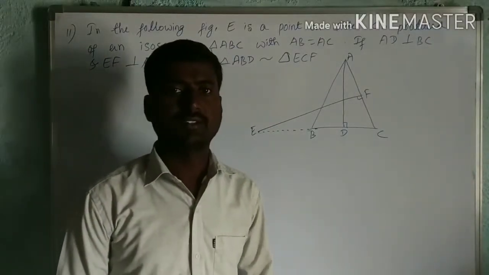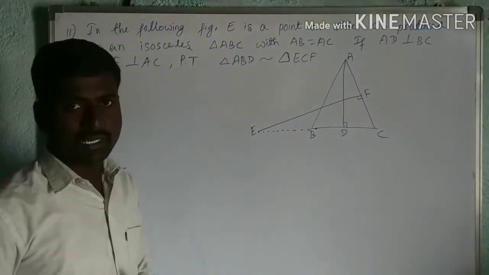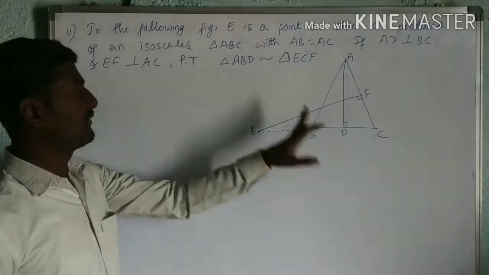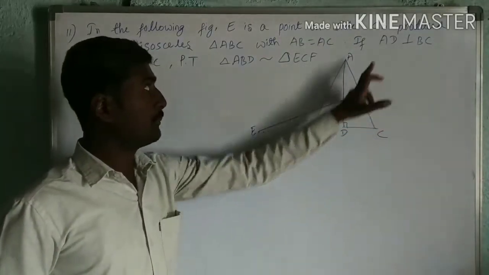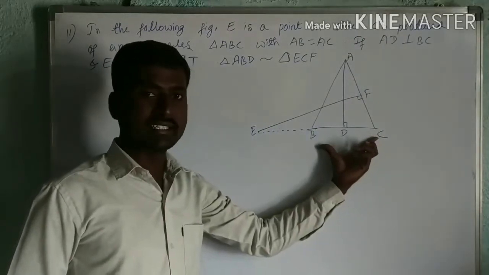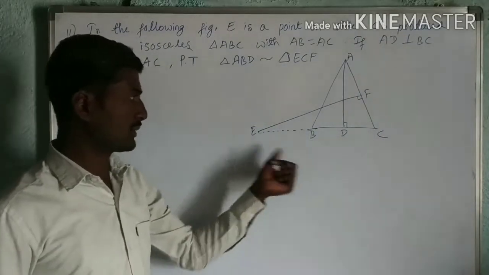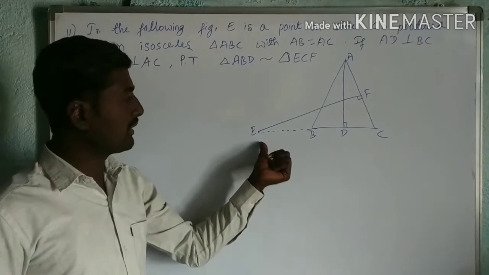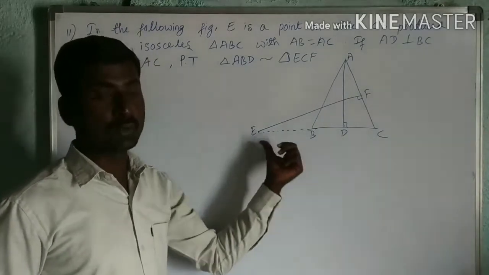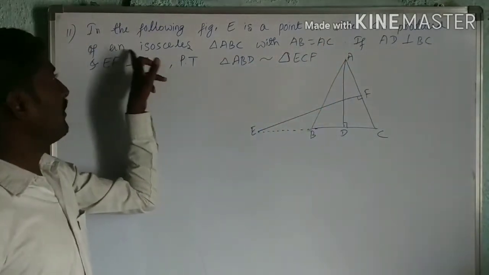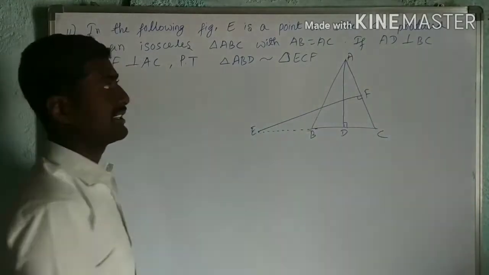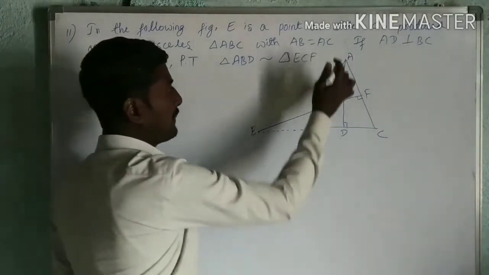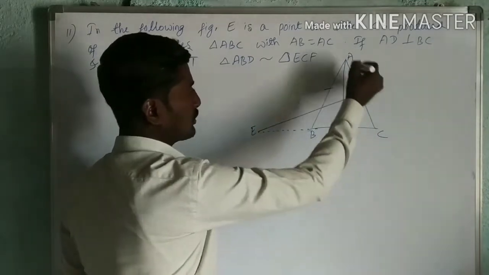Dear students, now we shall discuss question number 11. In the following figure, E is a point on side CB produced. So this is the side CB, and this is produced, meaning E is a point on the side CB produced of an isosceles triangle ABC, with AB equal to AC.